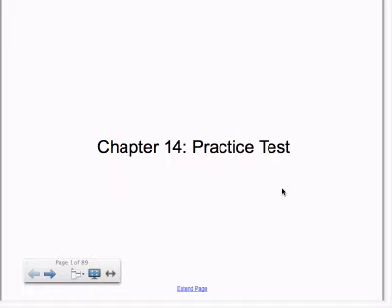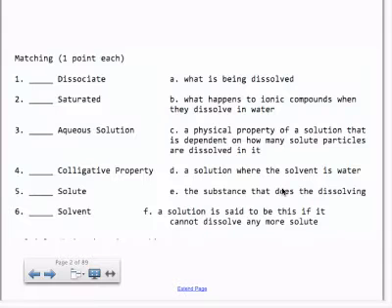This is the practice test walkthrough for Chapter 14 on solutions and mixtures. For the matching, just vocab, so I'm going to just go through the correct answers.